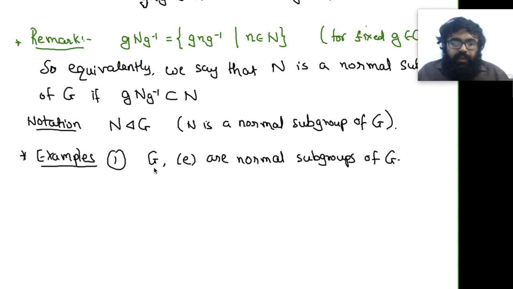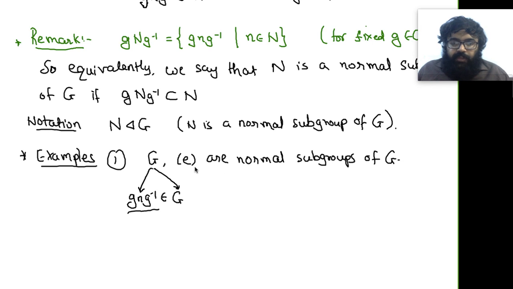So instead of N, if I take G, I must have g n g inverse belonging to G, where the middle element comes from G. Of course, these are all elements of G, so everything belongs to G. There's no problem. For every g in G, for every n in G, g n g inverse belongs to G, everything belongs to G. So that is fine. So this is a normal subgroup.